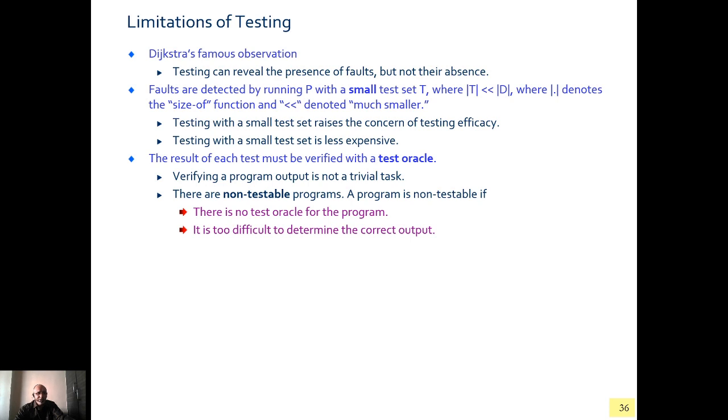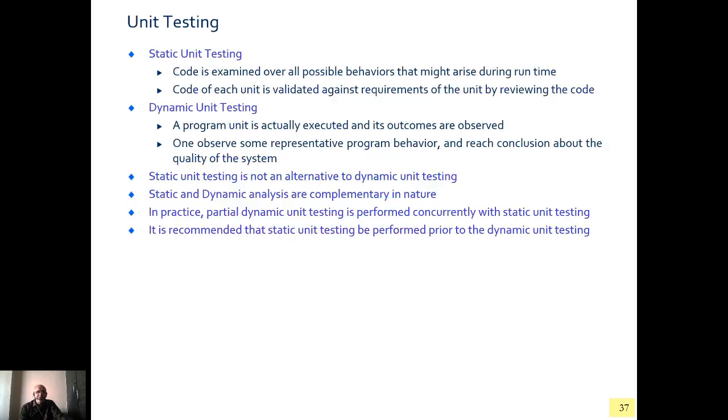There could be non-testable programs also. Why so? What is the cause of that? There is no test oracle present, so the expected output is missing, and it is too difficult to determine the correct output because of the variances in the output. But these are not dependable kinds of reasons, okay, in the world of testing.